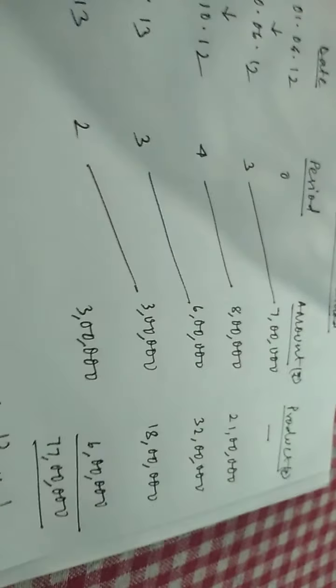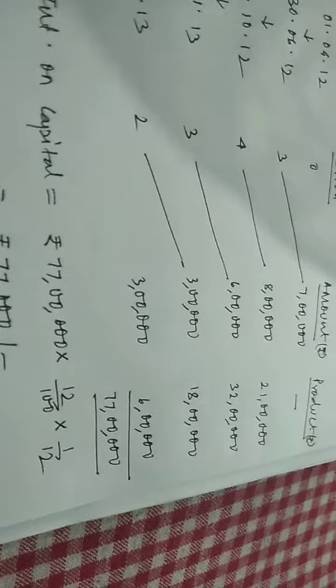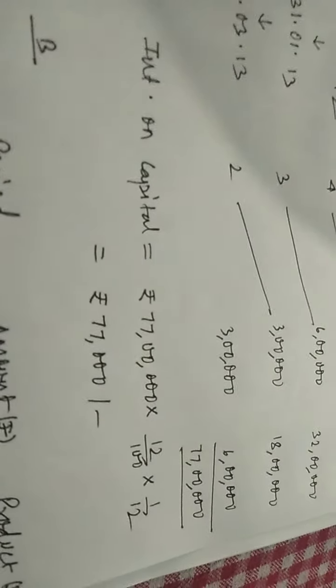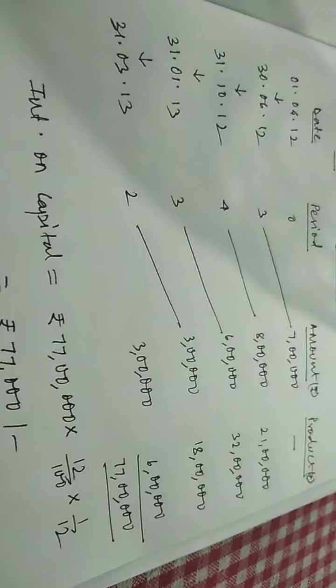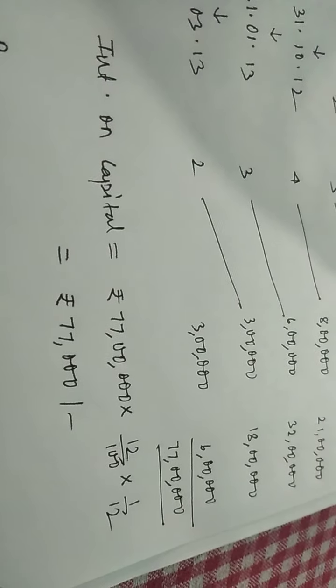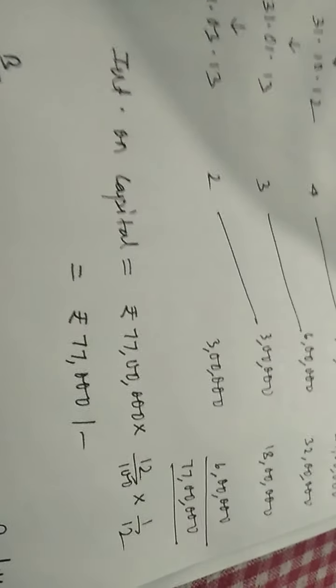Thereafter we'll add up all the products. We'll find the sum of the products. Sum of the products is rupees 77 lakh here. We'll directly get interest and capital. After we do 77 lakh into 12% into 1 by 12. We need to provide here only 1 by 12 because we have already taken the months directly. Here 3, 4, 3 and 2. We have directly taken the months. We have not divided it by 12. So we'll here directly divide by 12. So 77 lakh into 12% divided by 12. That will provide us rupees 77,000.